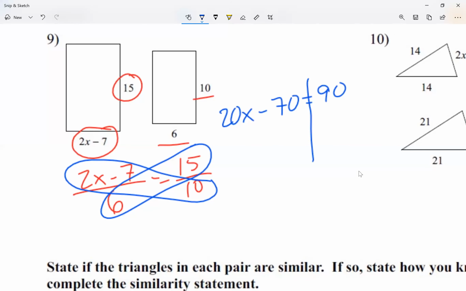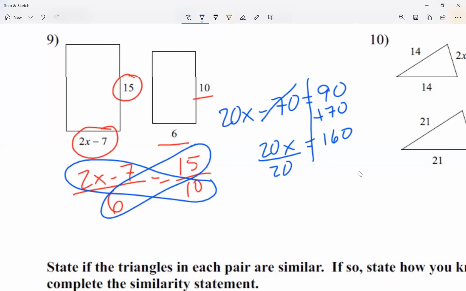Okay. Separate them through the equal sign. I've got to solve for X. I want the 20X by itself, so this minus 70, let me move it over as a plus 70. So that gives me 20X is equal to 160. Let me divide by 20. So I get X is equal to 8. Cool, not a big deal. Take a look at number 10.